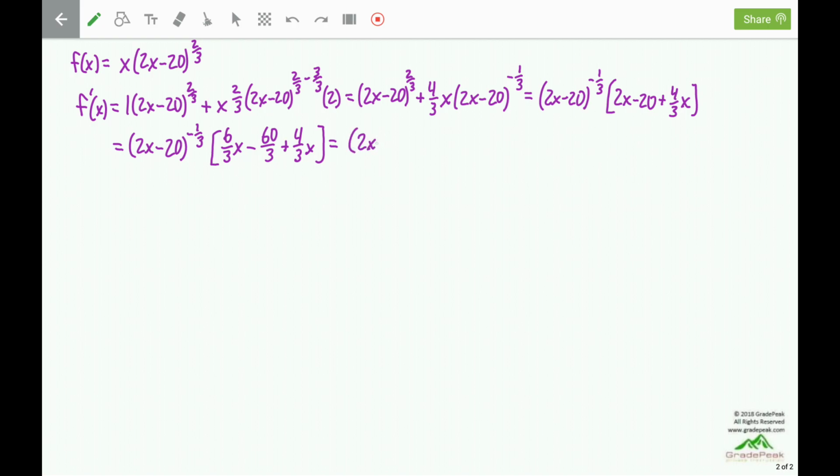So we have a (2x - 20)^(-1/3) that we'll leave alone. Combining like terms in the square brackets, we'll turn them into parentheses now. 6/3 x plus 4/3 x will be (6 + 4)/3 x, which is 10/3 x. And we have a minus 60/3.